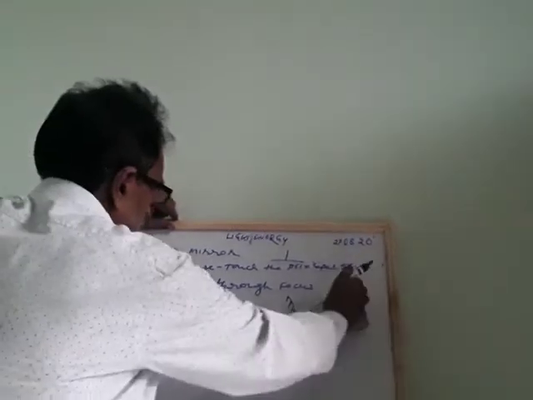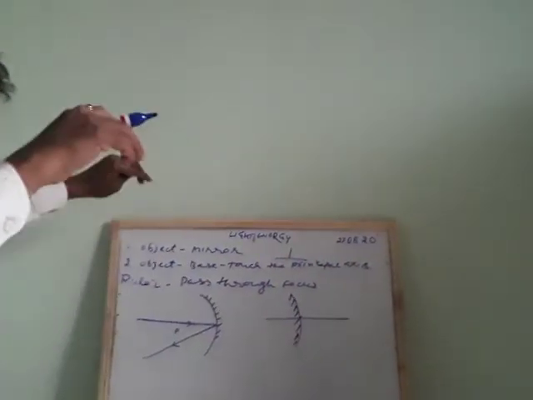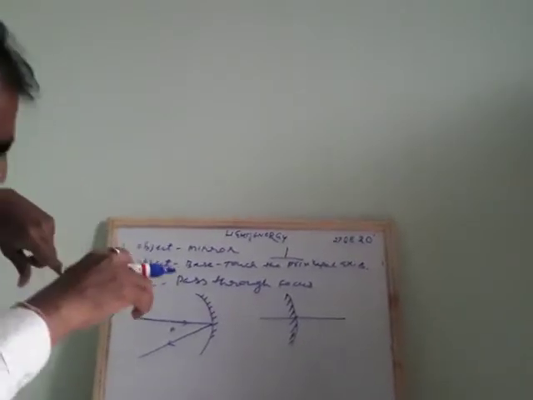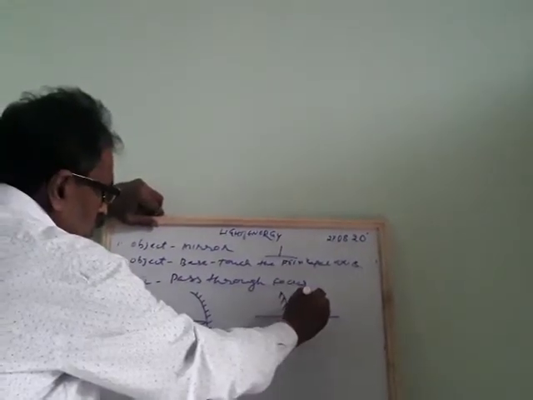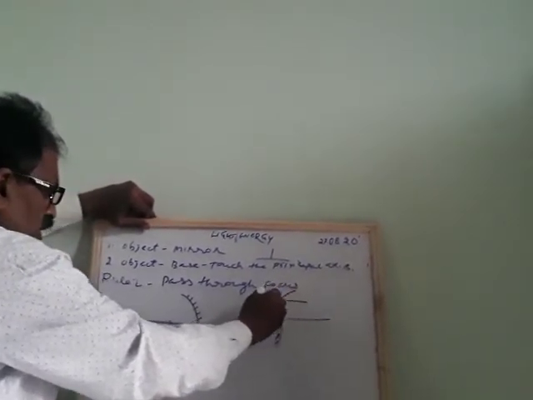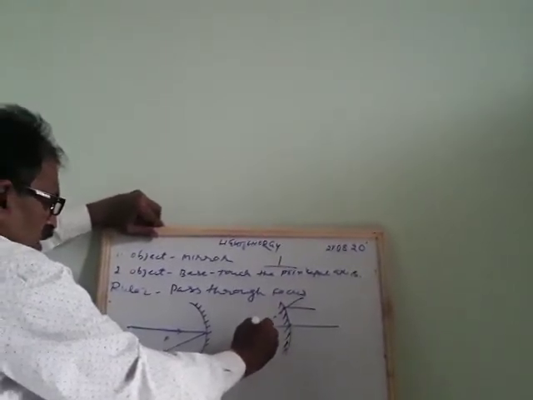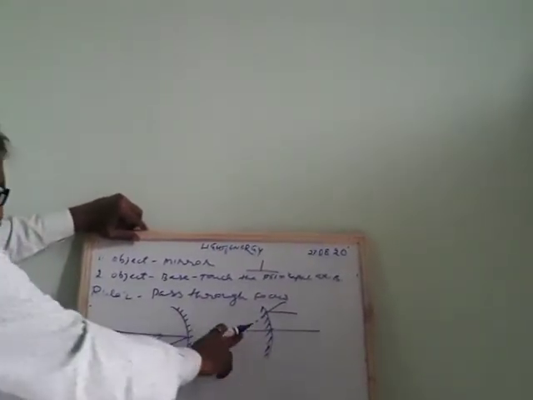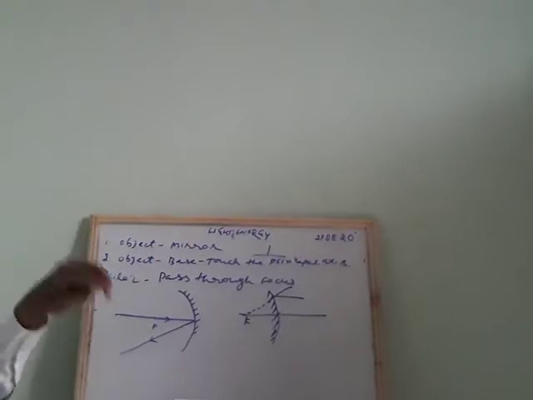Wait, I'll show. So when the rays are passing through the focus, they don't meet here. They don't meet, so here we have to extend. So we see as if they are meeting. This is called focus. Okay. So here it will pass and reflect back. This is the case of ray passing through focus.